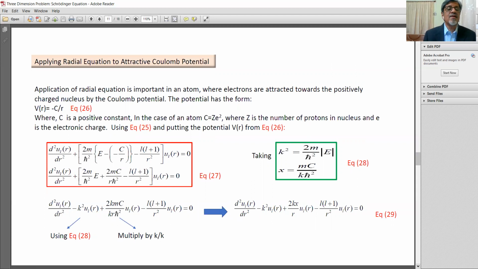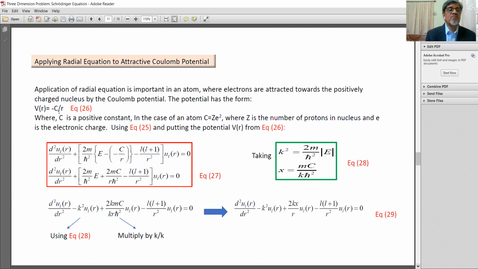Now we have to apply the derived equation to a particular problem, so that we can understand how these equations are used to solve any problem. Here we are taking a very standard example, applying the radial equation to an attractive Coulomb potential. Application of the radial equation is very important in an atom, where the electrons are attracted towards the positively charged nucleus by Coulomb potential. So it is an ideal example of an atom. The nucleus is positively charged, electrons are negatively charged, and they are attracted by Coulomb potential.